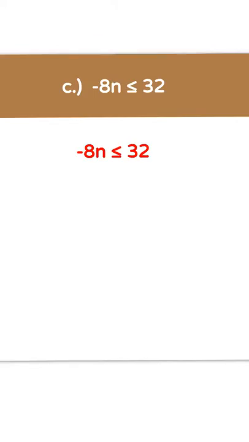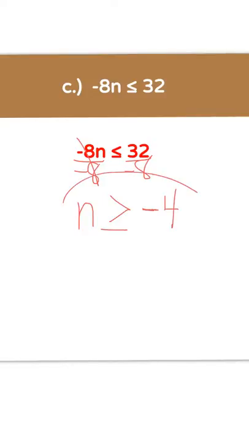Letter C. -8n is less than or equal to 32. You should notice that you are multiplying times a -8 and will need to divide by a -8. And because it is negative, your sign is going to change. It will no longer be less than or equal to, it will be greater than or equal to. When you divide by -8, it leaves you with an n. Then you have a positive divided by a negative, and that's a negative, and 32 divided by 8 is 4. Your answer is n is greater than or equal to -4.